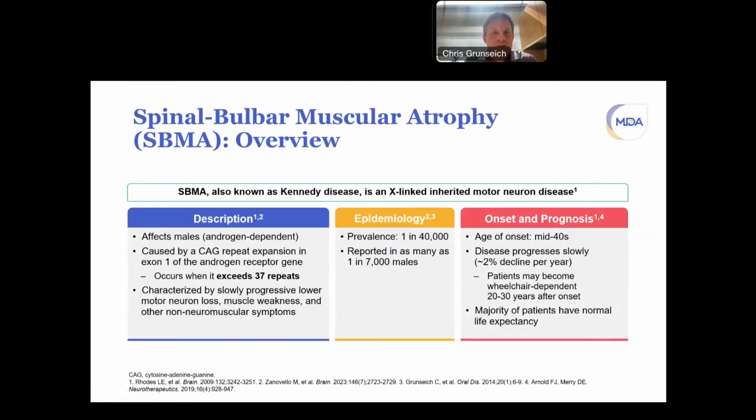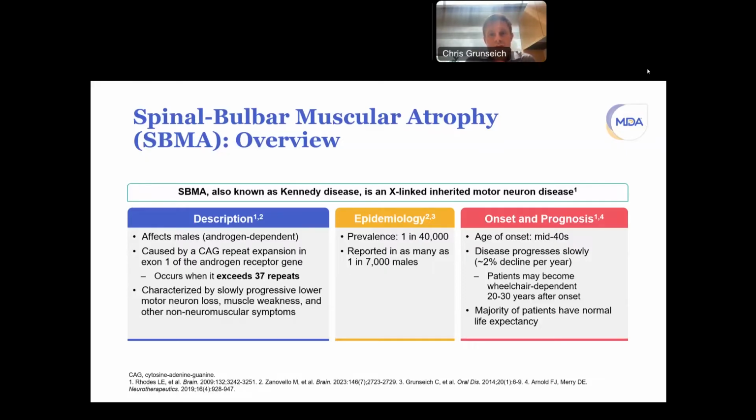So, an overview of SBMA. SBMA is a disease that affects males. It is an androgen-dependent disease, and it is caused by a CAG repeat expansion in the androgen receptor gene. Typically, healthy individuals have fewer repeats in this part of the gene, but when that repeat number exceeds 37 CAGs, that's when it becomes pathogenic and results in SBMA. Some of the hallmark features of the disease include loss of motor neurons and muscle weakness. There are other non-neuromuscular manifestations of the disease that we'll discuss in a little bit.